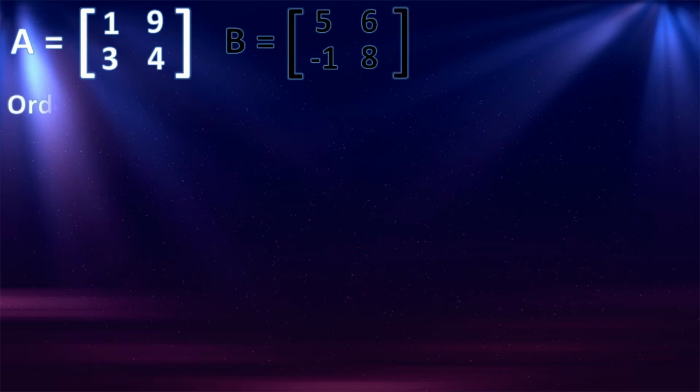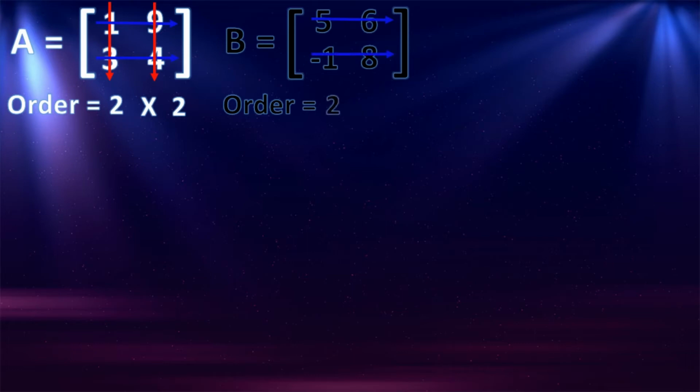Matrix B is complete. Now check the order of the first matrix: 2 rows, so 2 multiplied by 2 columns. 2 rows, 2 columns, the order is 2 by 2. Now check the order of matrix B. Here again we have 2 rows, so write 2 multiplied by the number of columns, 1 and 2, so here again 2. The order is 2 by 2.